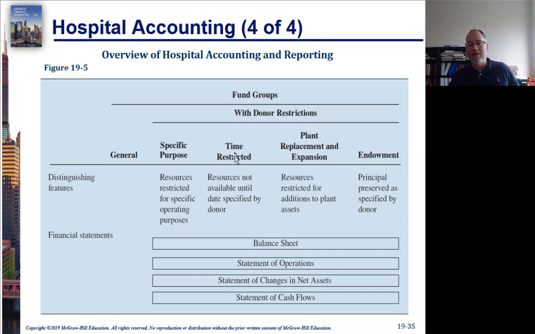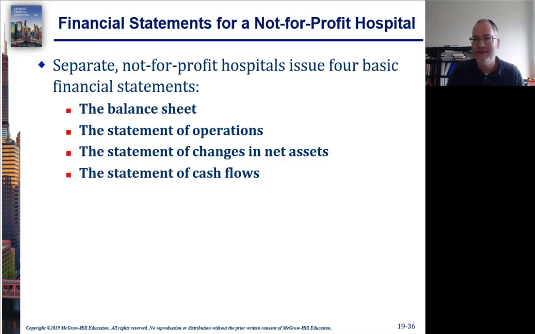So this is not to be confused with a time restricted gift, which goes into the endowment fund for a certain period of time, and then it can come out. An endowment is not supposed to leave the endowment fund ever. I don't know when you would take it out of an endowment. I can't imagine it's forever.